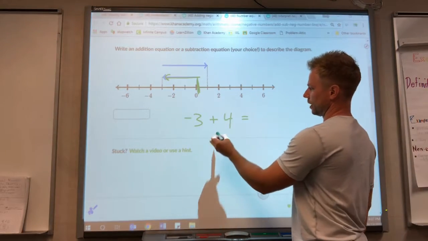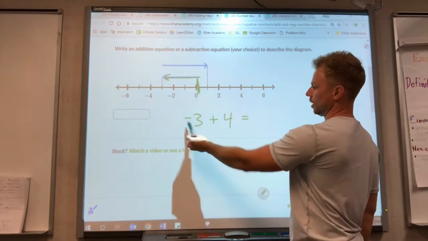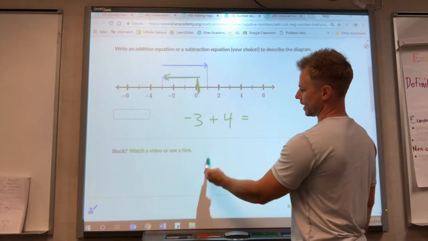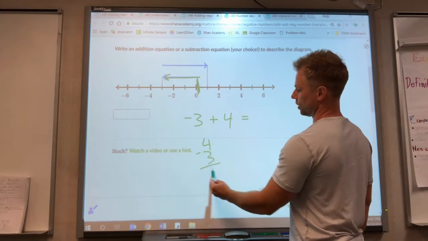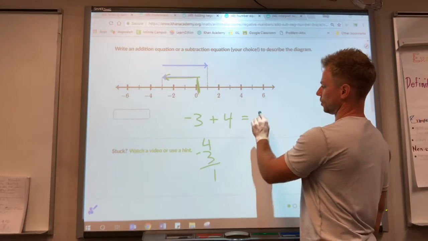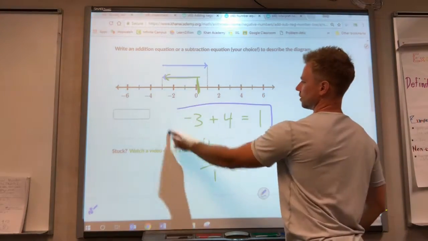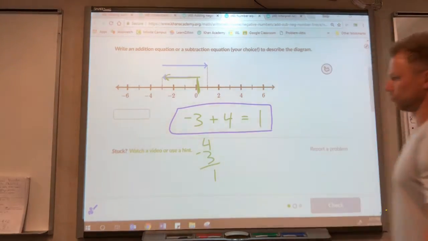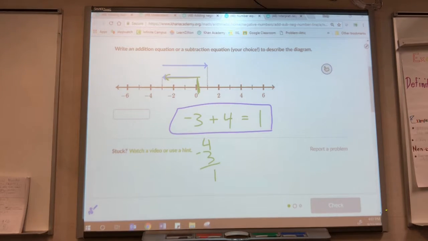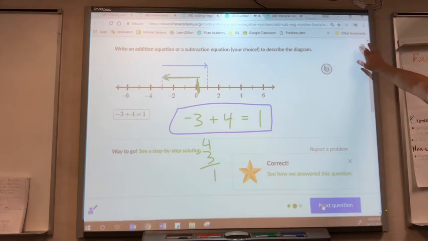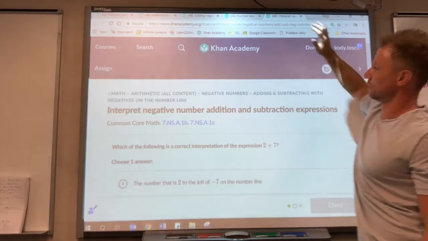Now we actually have to figure out what that equals. I can see the signs are unlike, so we subtract. 4 minus 3 is 1. Keep the sign of the bigger number, which is positive, and it's going to equal 1. So we have to put all of this into the blank. Negative 3 plus 4 equals 1. So let's do that. Excellent. And then we'll go to our last link here.